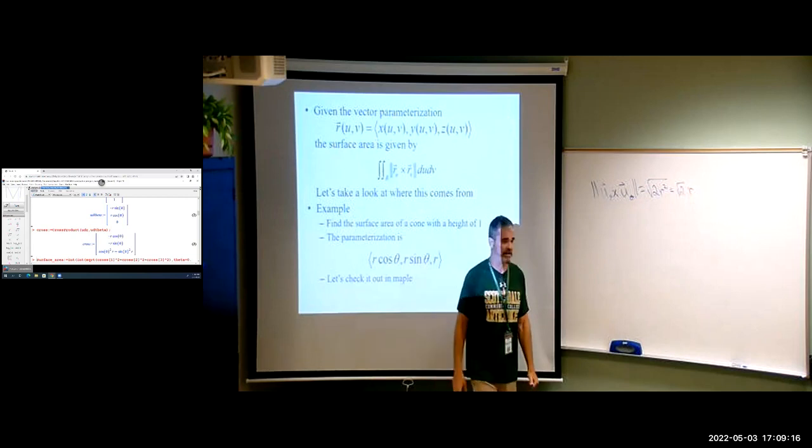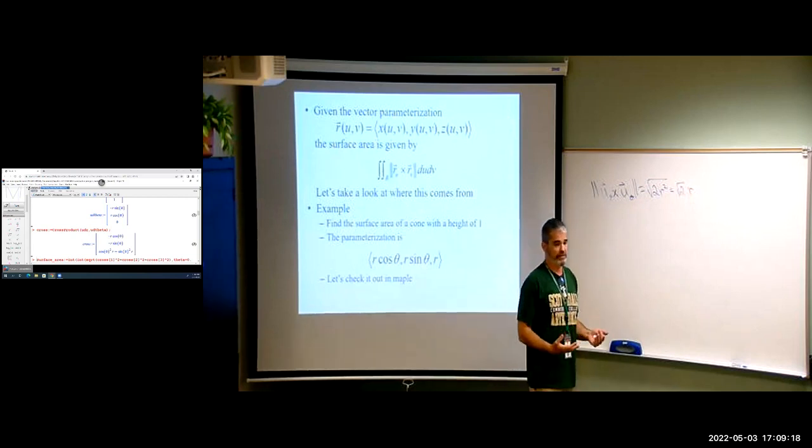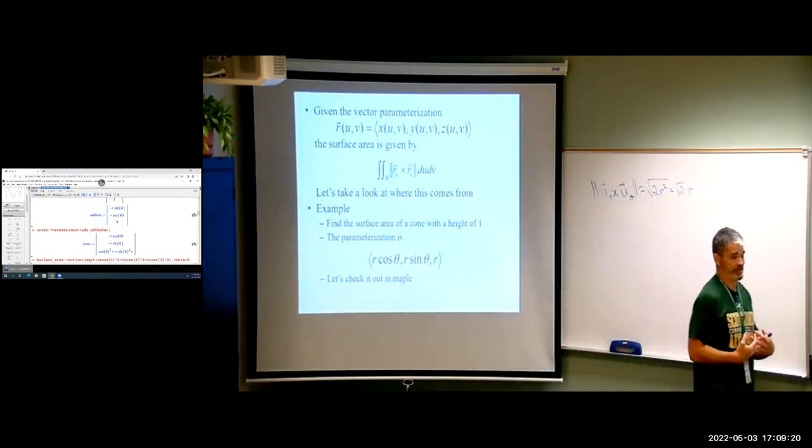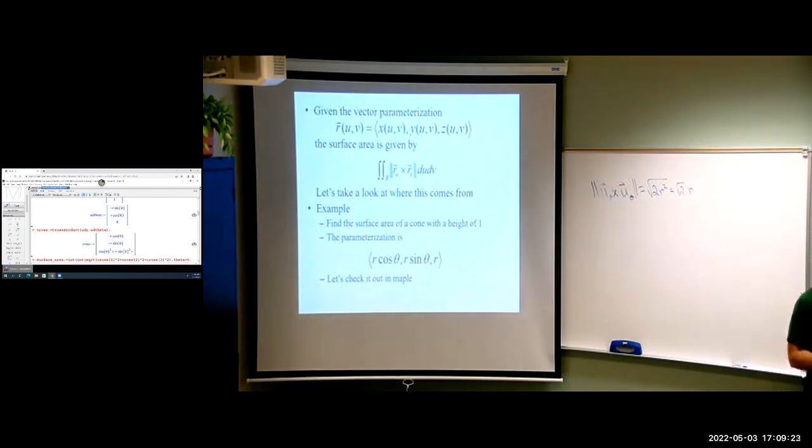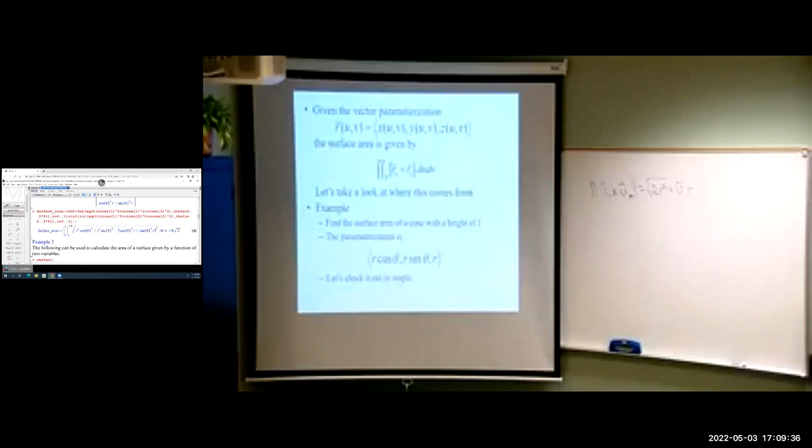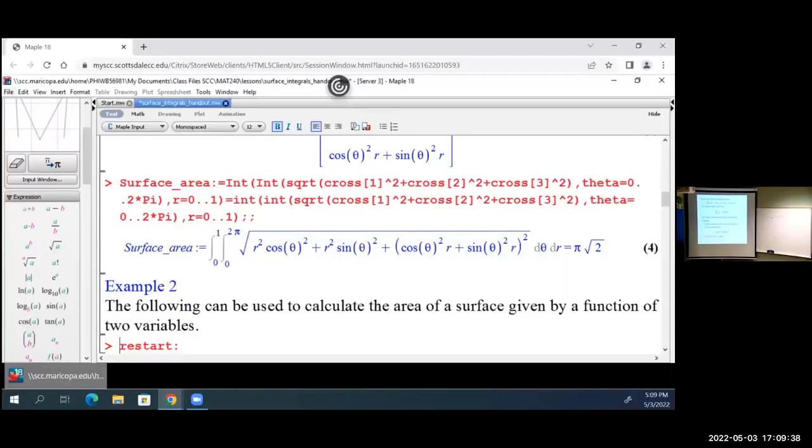That is my integrand. And now, because we do it via parameterization, the limits on our integral are the limits for our parameterization. So r is going to go from 0 to 1, theta is going to go from 0 to 2 pi. And there's my surface area. Same thing we would get if we calculated this out. Pi times the square root of 2.